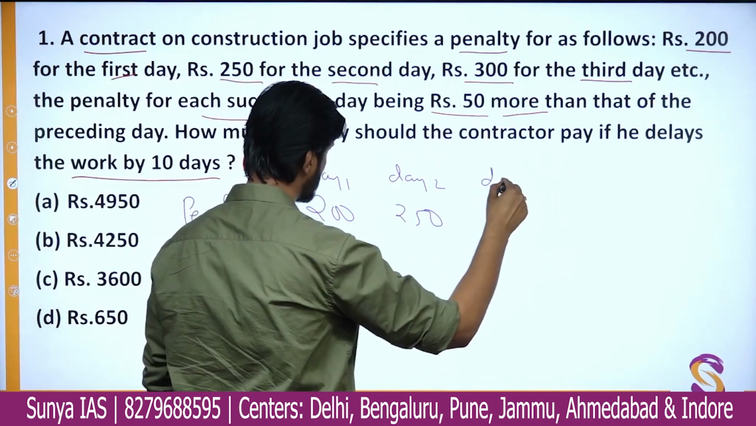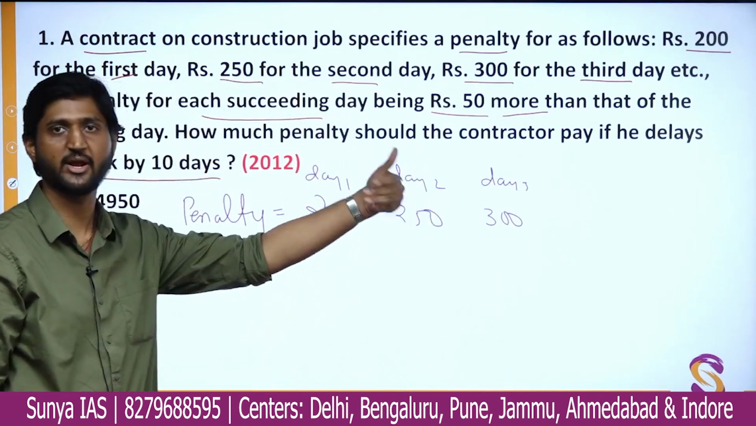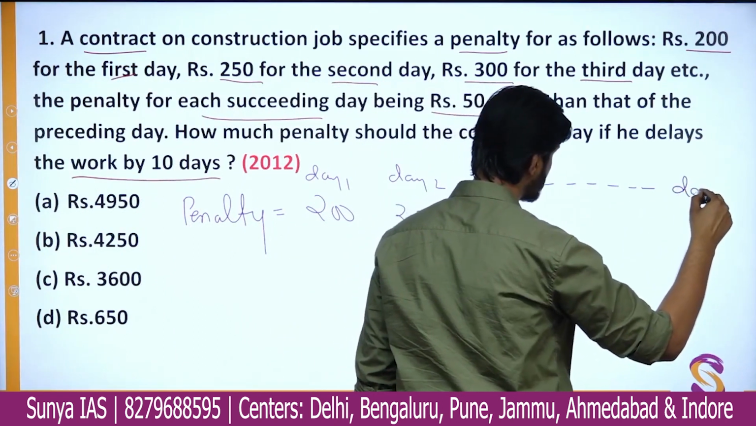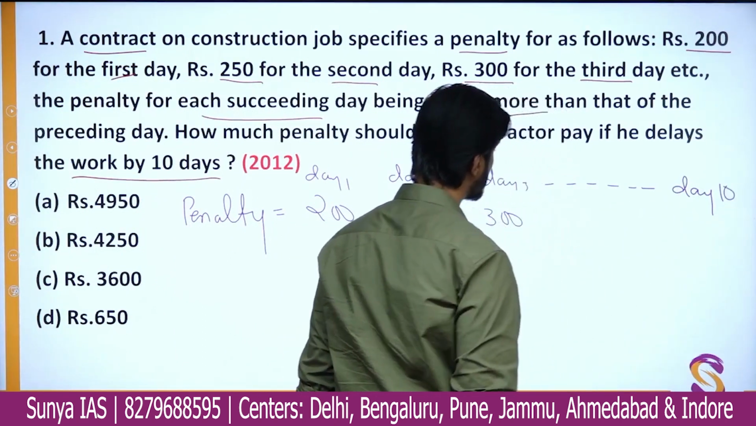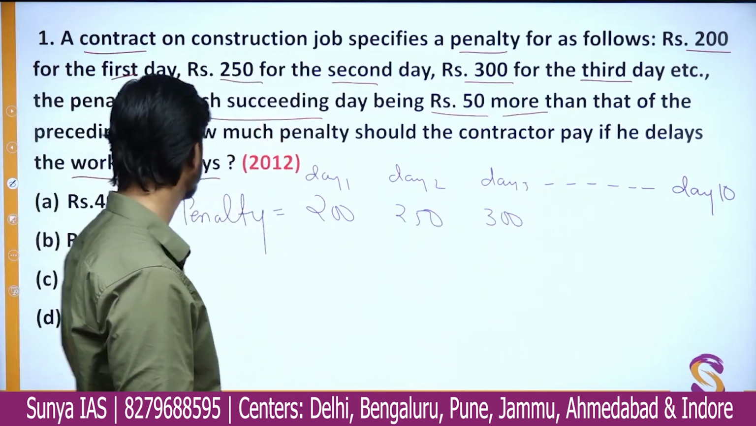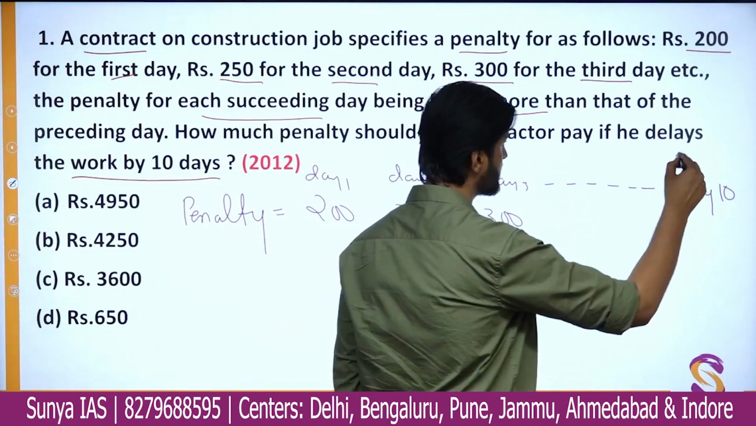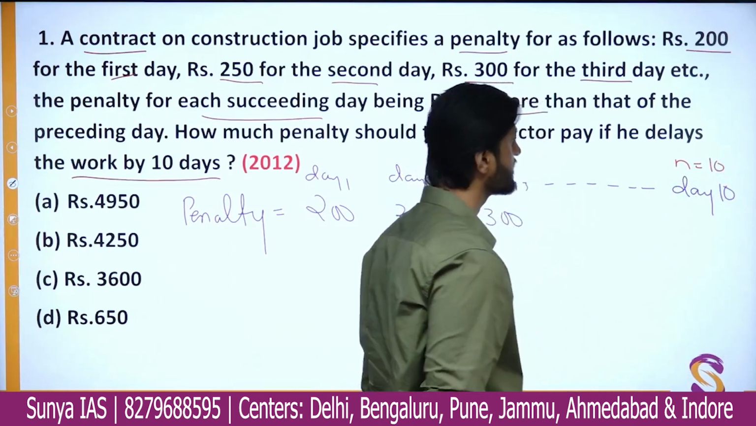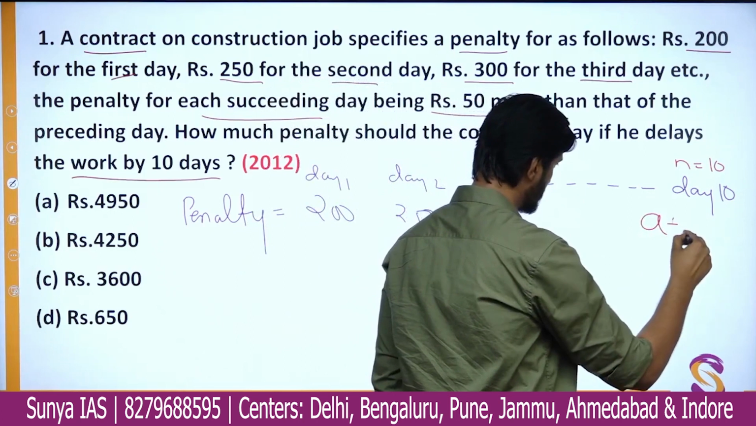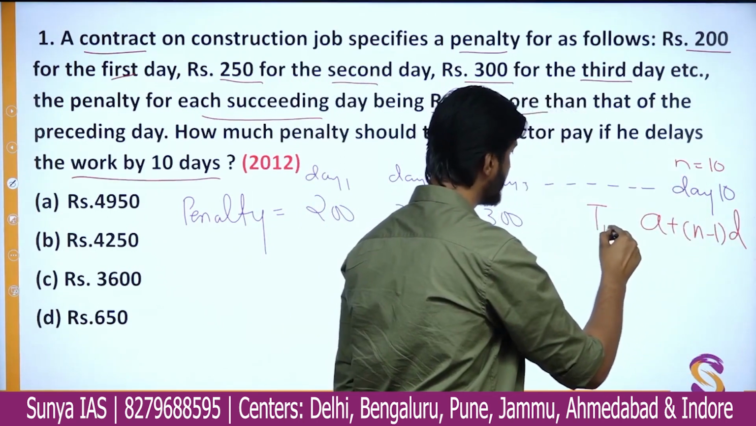For day 3 it becomes 300. So overall you can see there is an addition of 50 and so on. What about the 10th day? On day 10, what will be the penalty amount? Simply, on day 10 the number of terms will be 10. The amount is a plus n minus 1 d, the penalty for the 10th day. This is the T10 that we have to find, right?